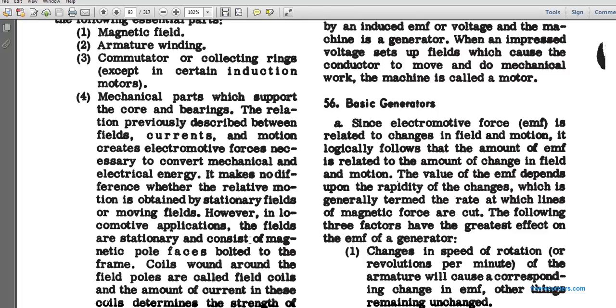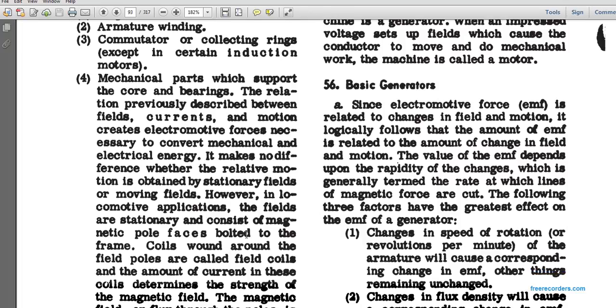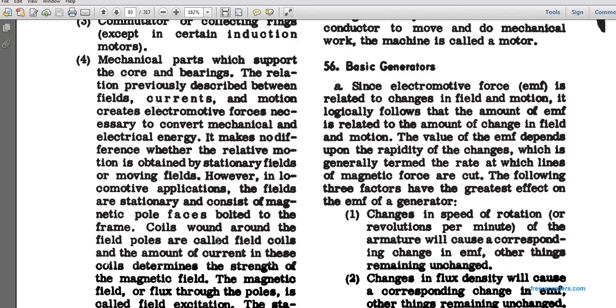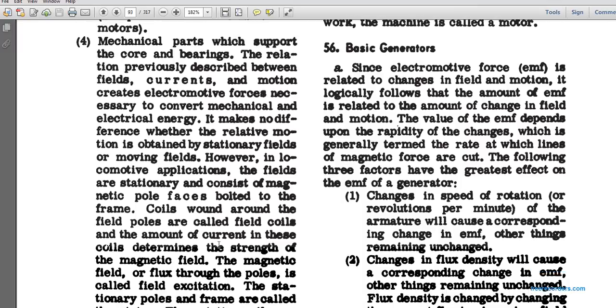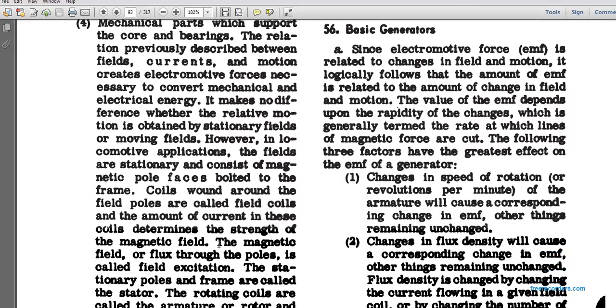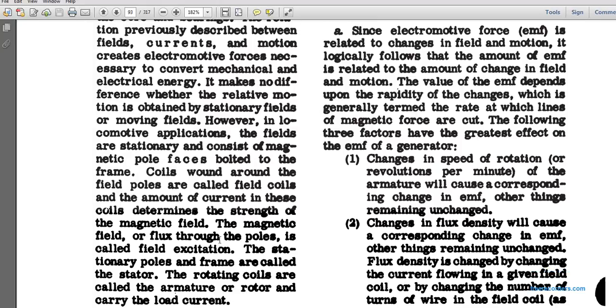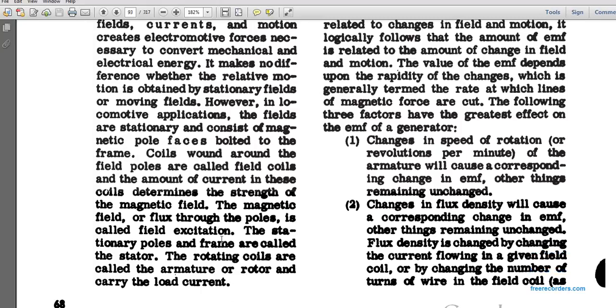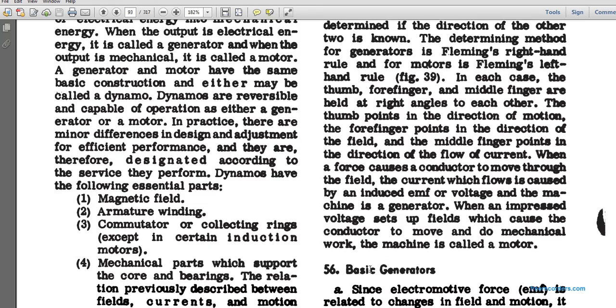Coils wound around the field poles are called field coils. The amount of current in these coils determines the strength of the magnetic field. The magnetic field and the flux through the poles is called field excitation. The stationary poles of the frame are called the stator. The rotating coils are called the armature or rotor, carrying load current.